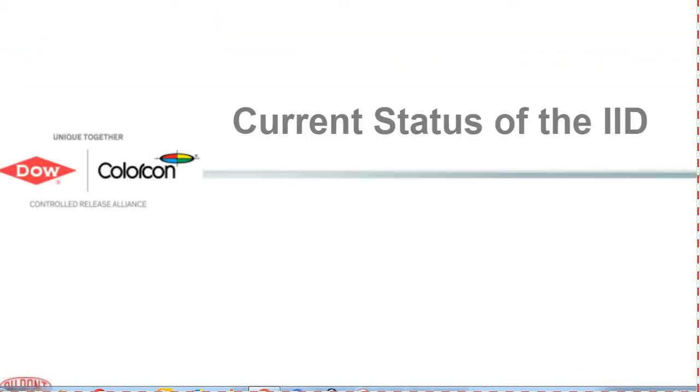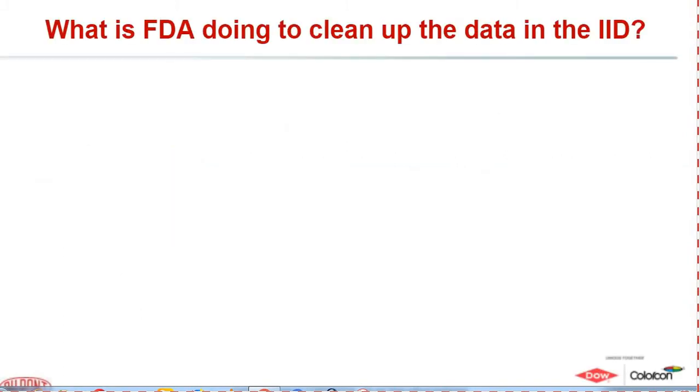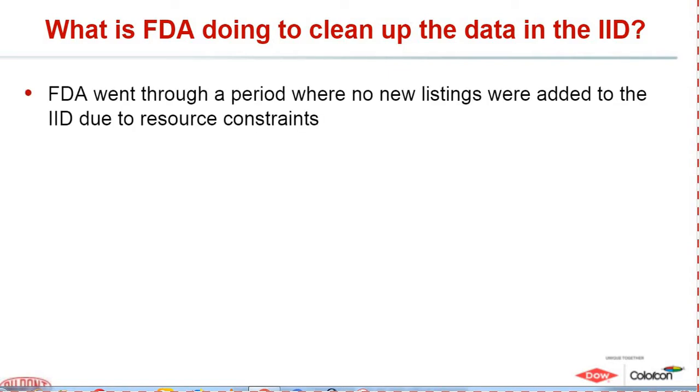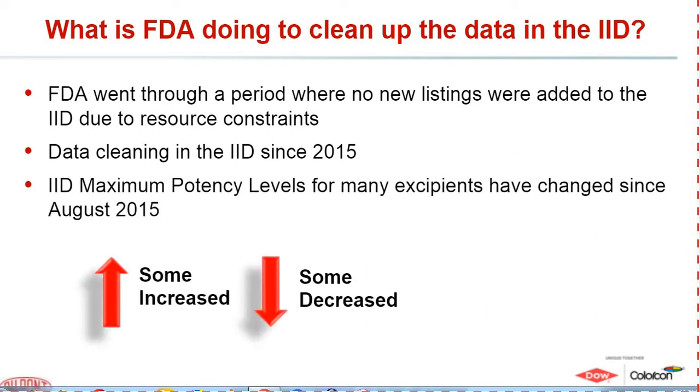Okay, let's switch gears now and look at the current status of the IID. What is FDA actually doing to clean up the data in the IID? We know that there's a lot of inaccurate data in there, and a lot of it is incomplete. So FDA went through a period when no new listings were added to the IID because they had some resource issues. And they have been actually cleaning up the data in the IID for about the past 3 or 4 years. The IID maximum potency levels have actually changed a lot since August 2015 for some of the excipients listed in the IID.